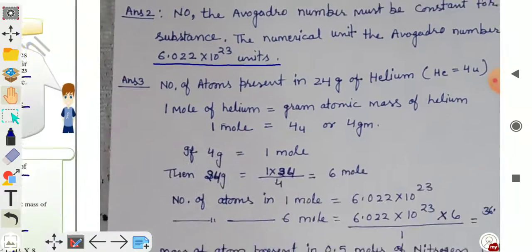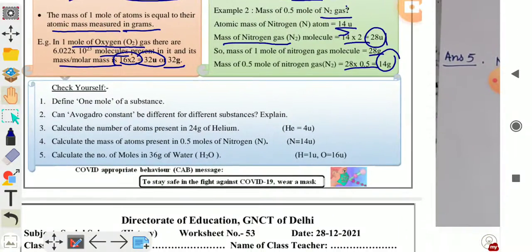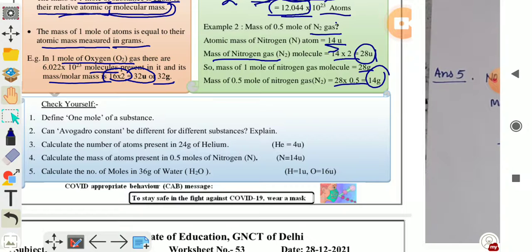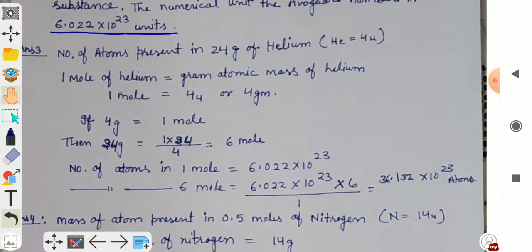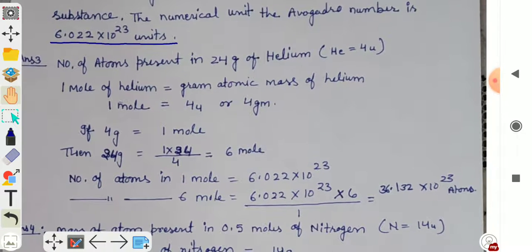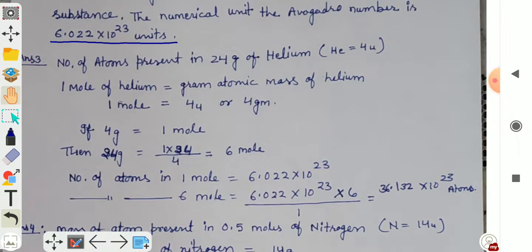Now question number 3. In question number 3, you have to calculate the number of atoms present in 24 gram of helium. How many number of atoms in 24 gram of helium? Gram atomic mass of helium is 4 gram, 4U or 4 gram. So 1 mole of helium equal to gram atomic mass of helium. It will be 1 mole equal to 4U or 4 gram.